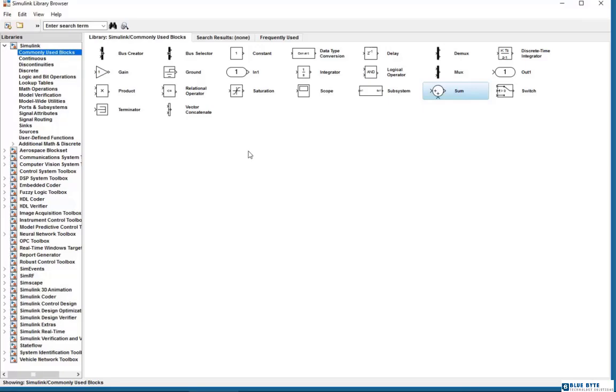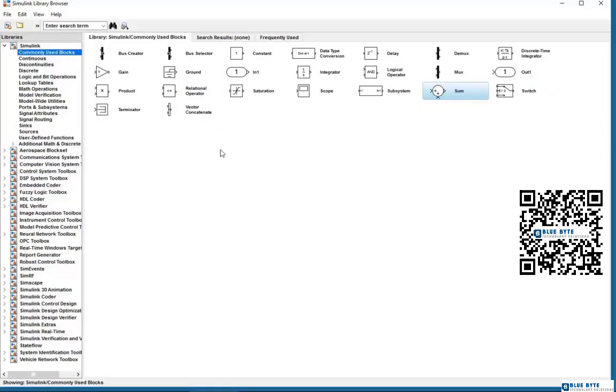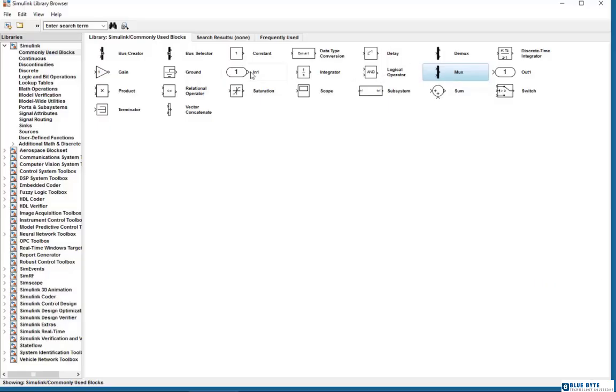Hello, my friends. Today we're going to talk about the blocks that are related to signals. In general, we have several blocks like the mux, bus creator, bus selector, in and out.